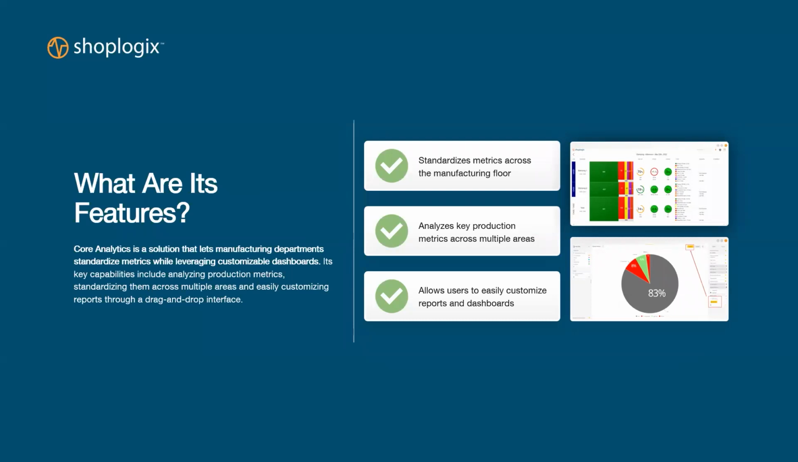What are its features from a high level perspective? We will go through some more in-depth features as I get into the system itself. But it lets manufacturing departments, manufacturing heads, manufacturing leaders, and the management within the teams standardize the metrics while also being able to leverage custom functionalities within the core analytics. Its key capabilities include the analyzing of production metrics and standardizing them across multiple areas, multiple departments, multiple plants, multiple divisions, depending on how your organization is set up. And there's a simple drag and drop feature within the analytics, which I'll go through as well.